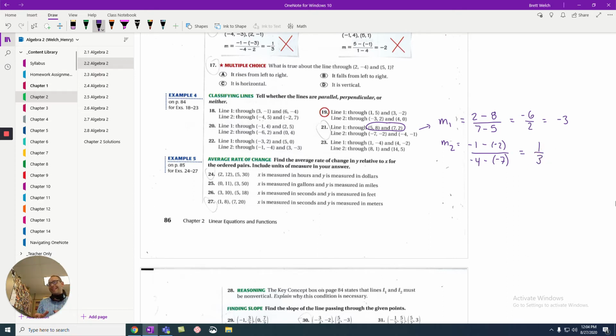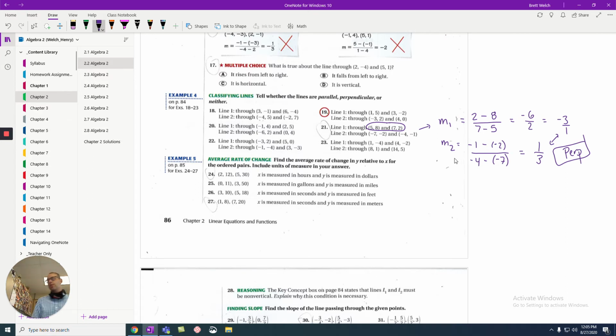They are not the same, so I know it's not parallel. If they'd both be negative 3 or both be 1/3, I could say parallel. Because they are different, parallel is out. For them to be perpendicular, they have to be opposite sign, and they have to be reciprocals or flipped versions of each other. So just real quick, if we think of this negative 3 as being negative 3 over 1, we can see that these are upside down versions of each other. That means that this set of lines is perpendicular.